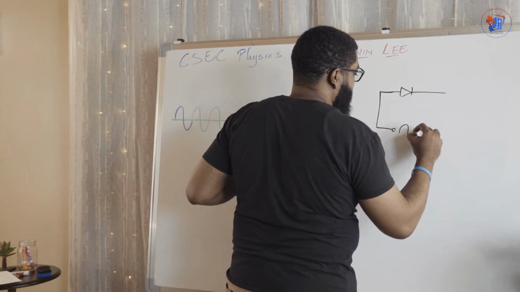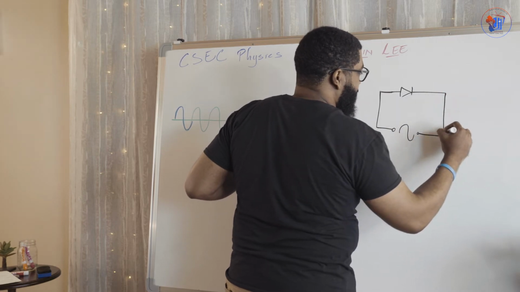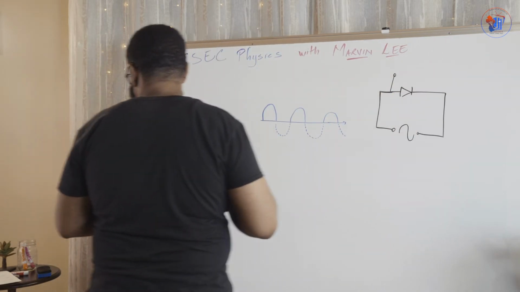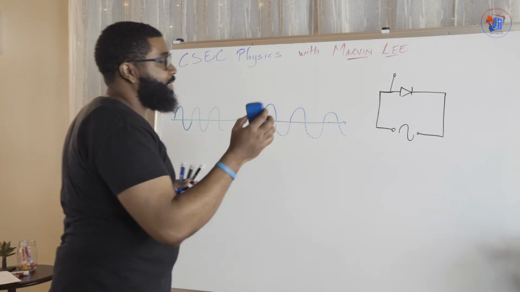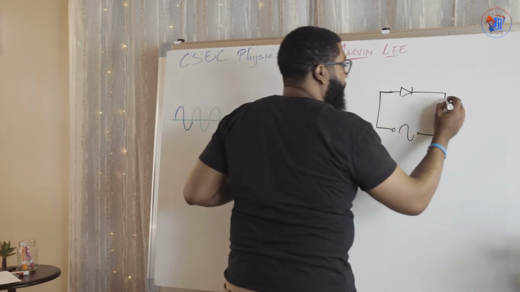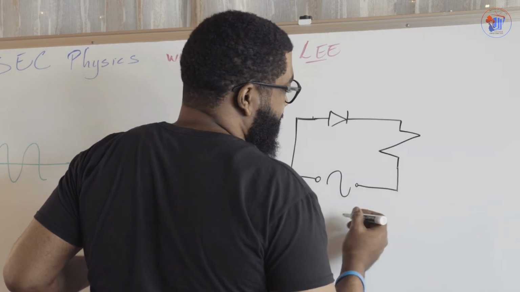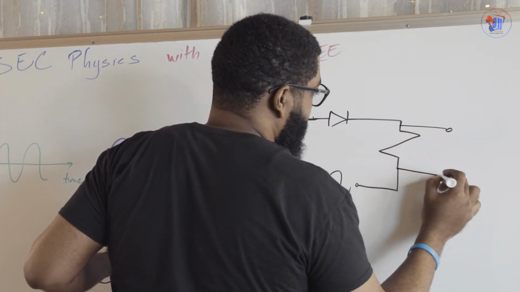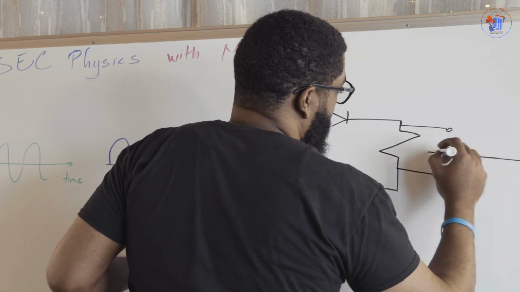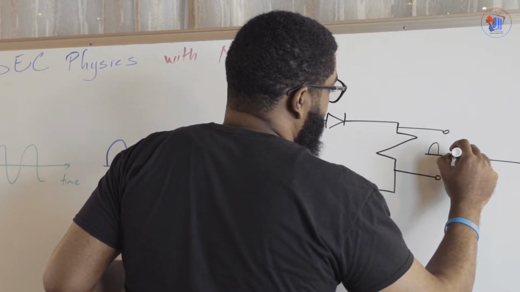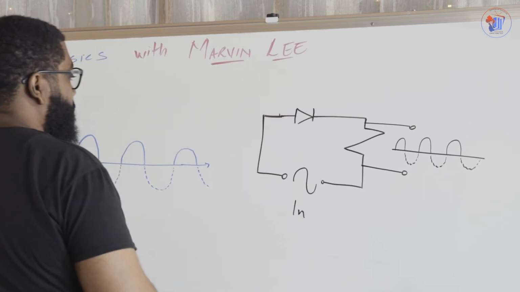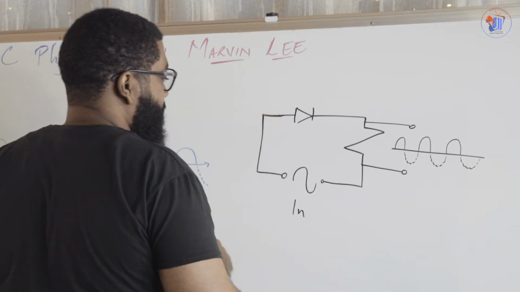And this is our AC input. We can take an output across the ends of, I was about to say the diode, but they said take it across a resistor, so I have to modify my circuit. I use the old symbol for resistor just for fun. Now, this is our input, and this will be our half-wave output. This is our circuit diagram.